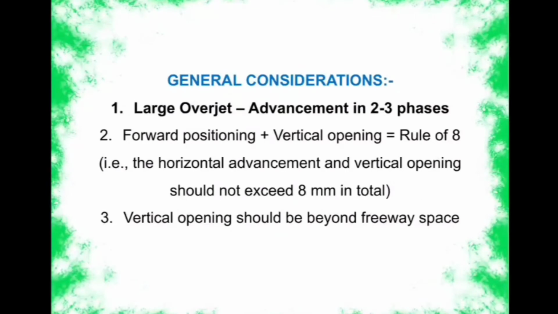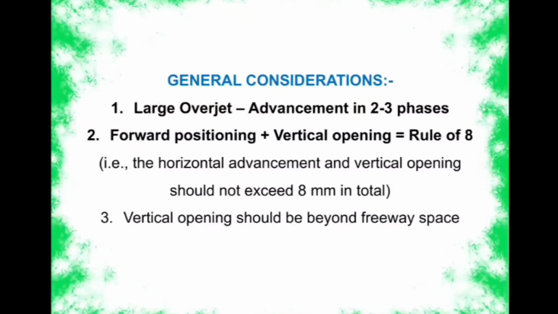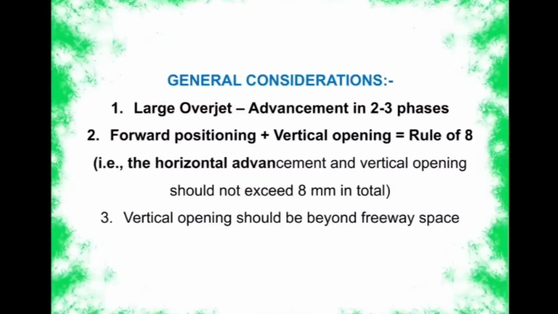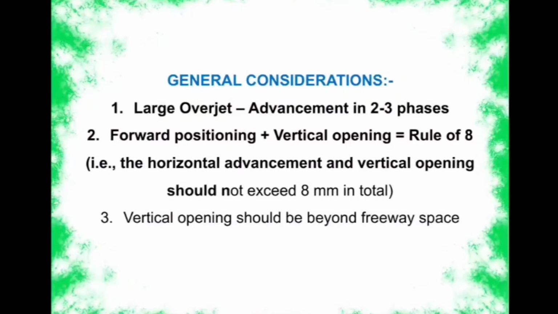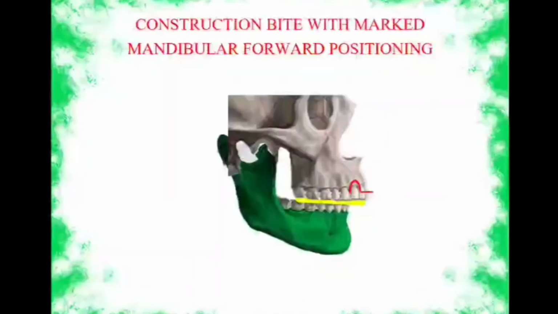And the forward positioning and the vertical opening of mandible should follow the rule of 8. That is, the horizontal advancement and the vertical opening should not exceed 8 mm in total. Suppose, if the horizontal advancement of mandible is 6 mm, vertical opening should be only 2 mm. That is 6 plus 2 is equal to 8 mm. And vertical opening should be beyond freeway space.